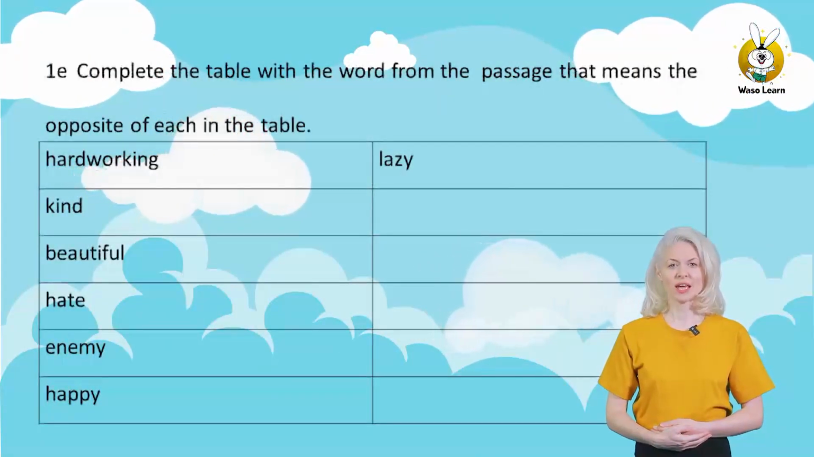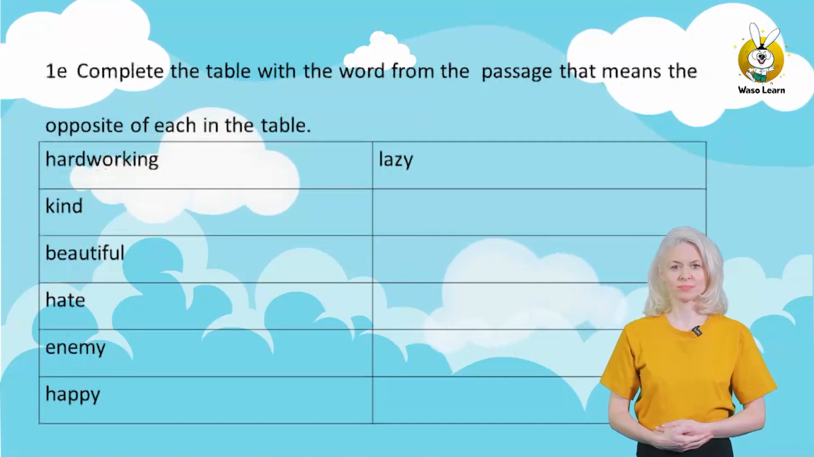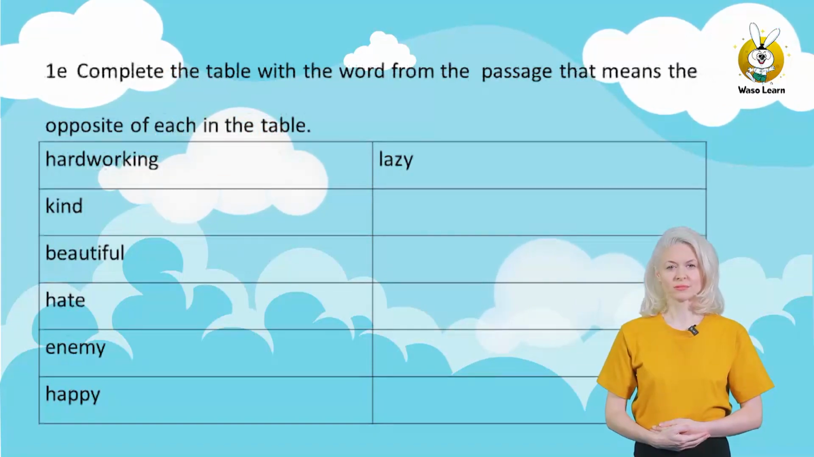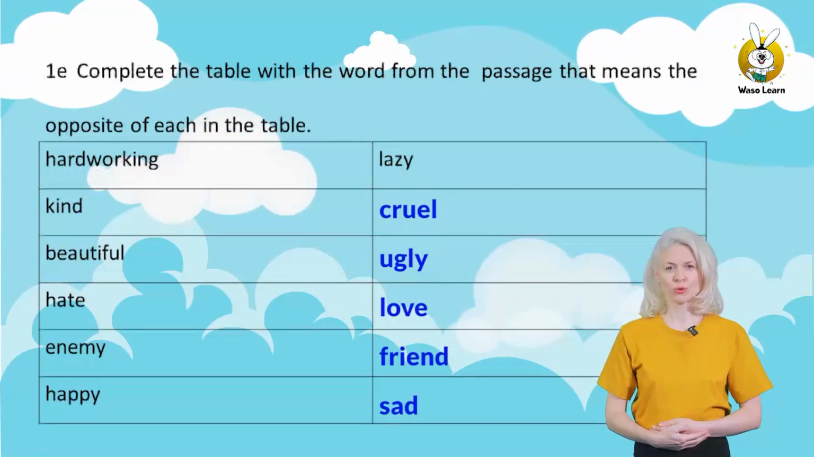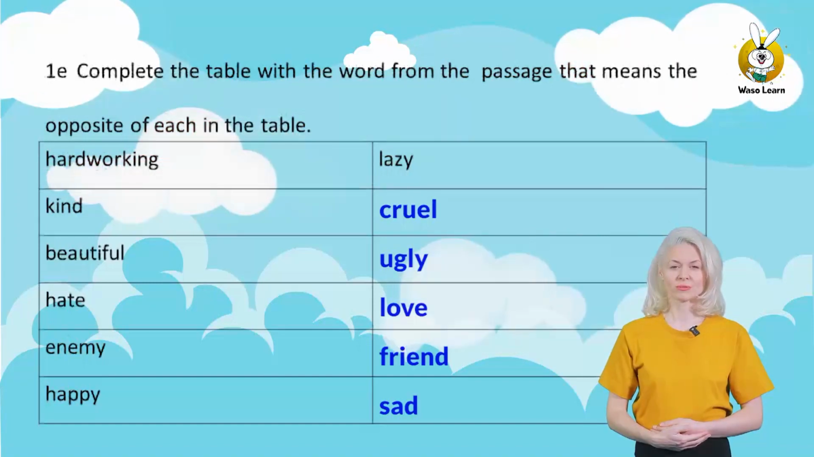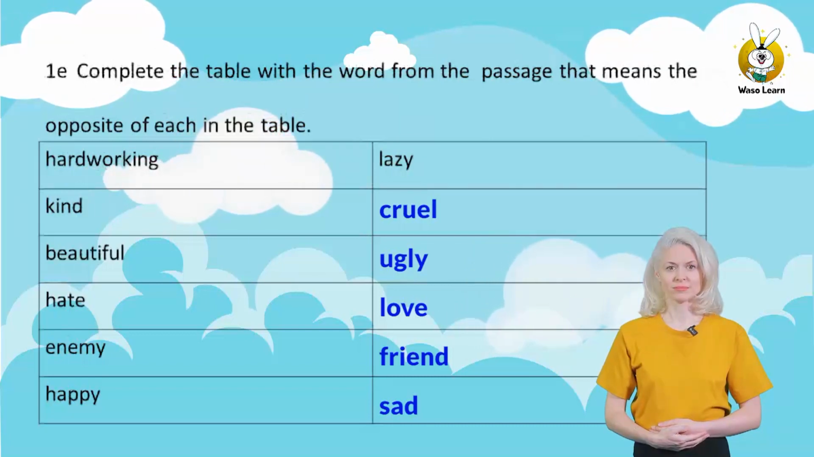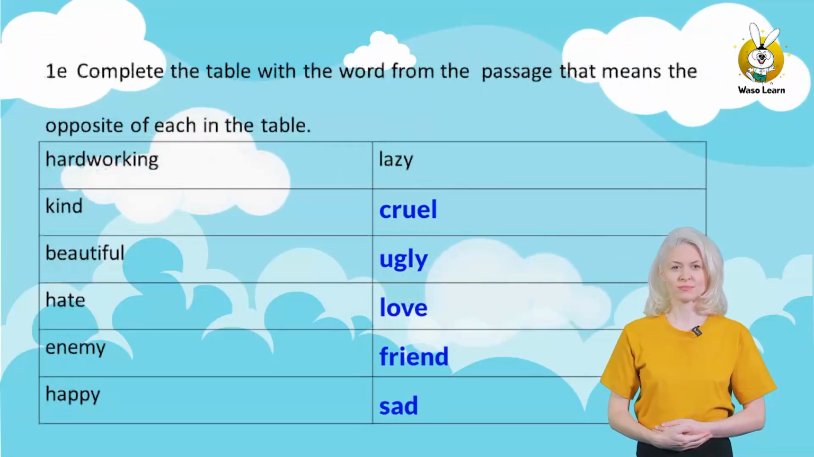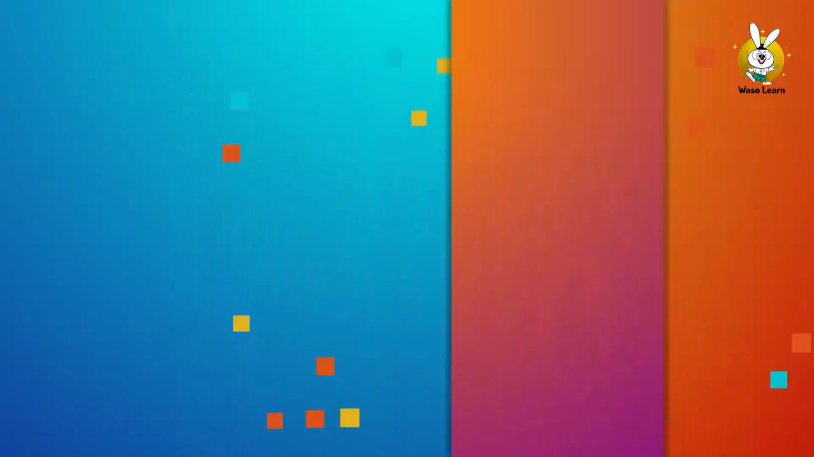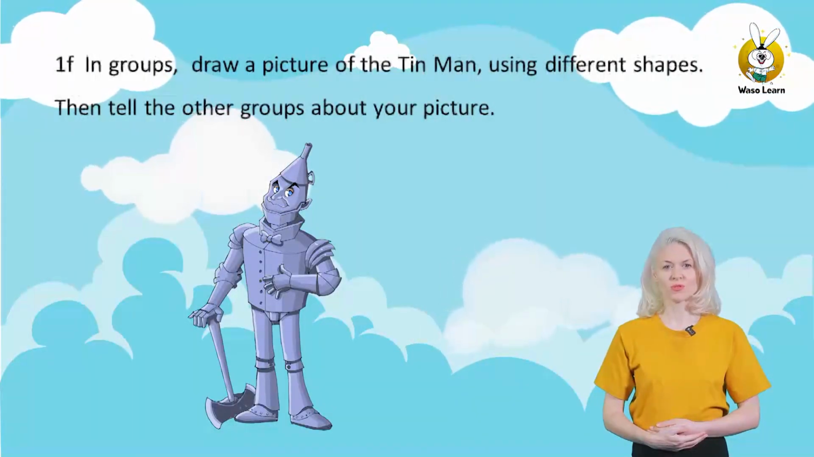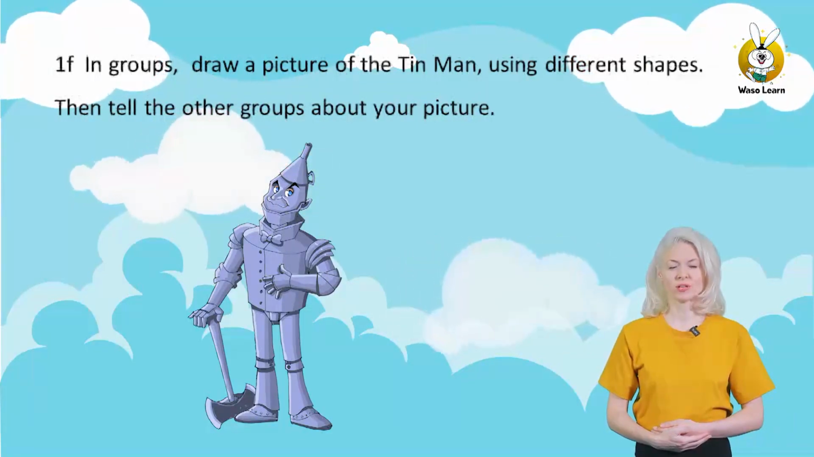1e. Complete the table with a word from the passage that means the opposite of each in the table. Hard-working, lazy, kind, cruel, beautiful, ugly, hate, love, enemy, friend, happy, sad. 1f. In groups, draw a picture of the Tin Man using different shapes. Then tell the other groups about your picture.